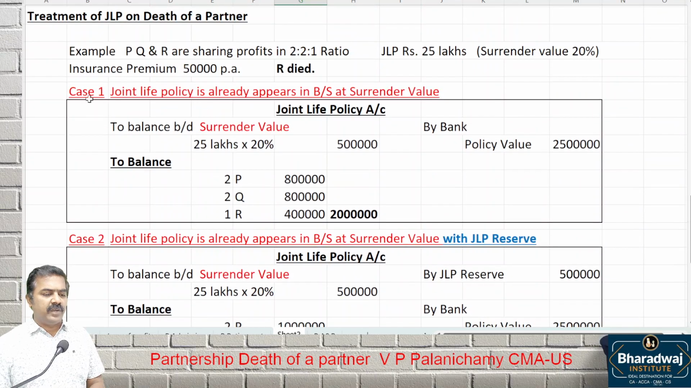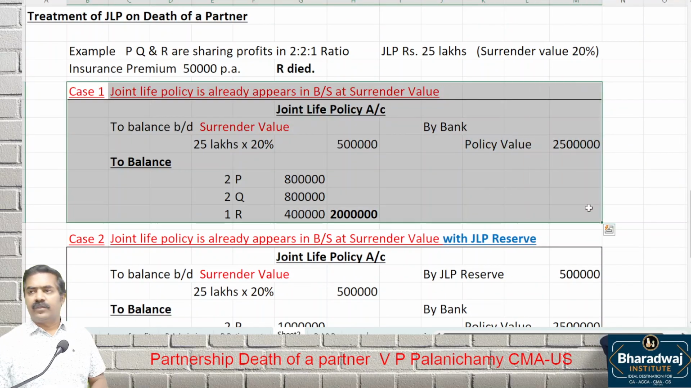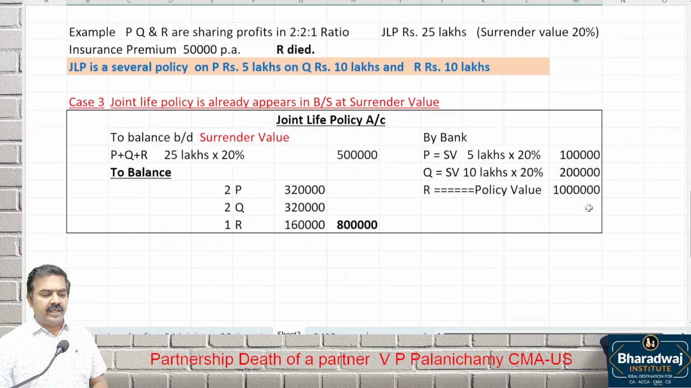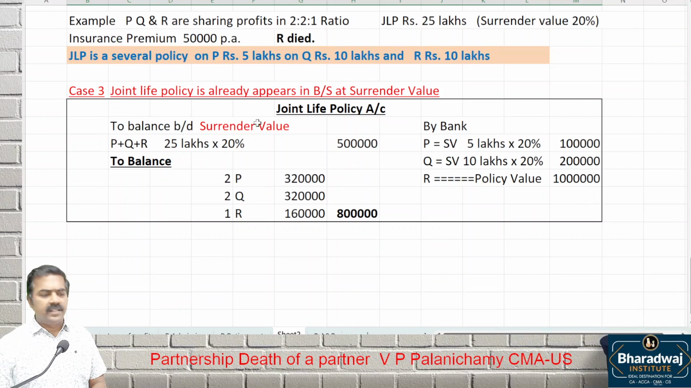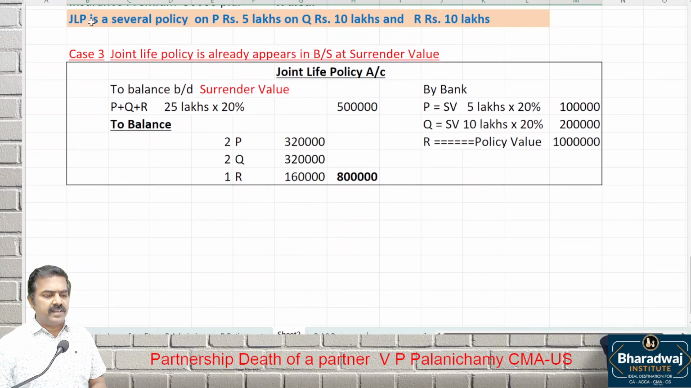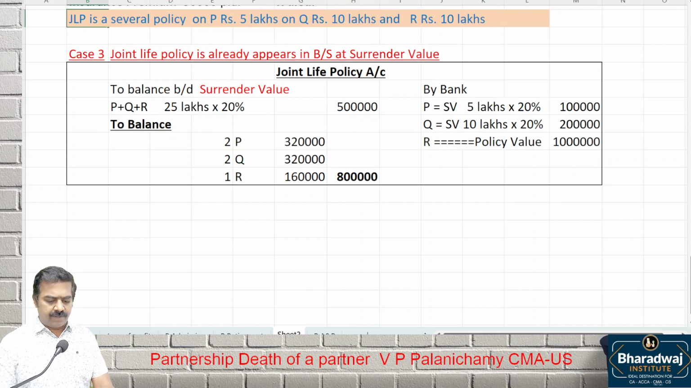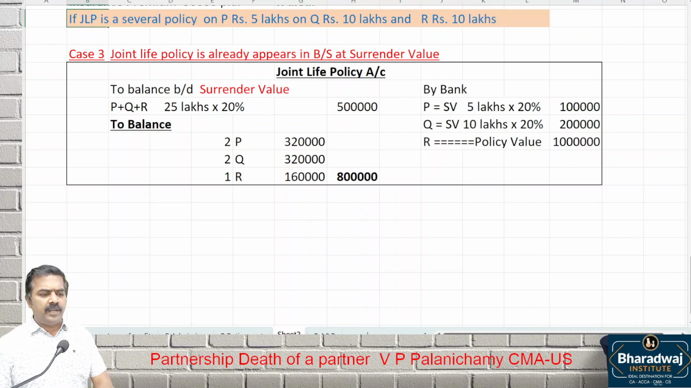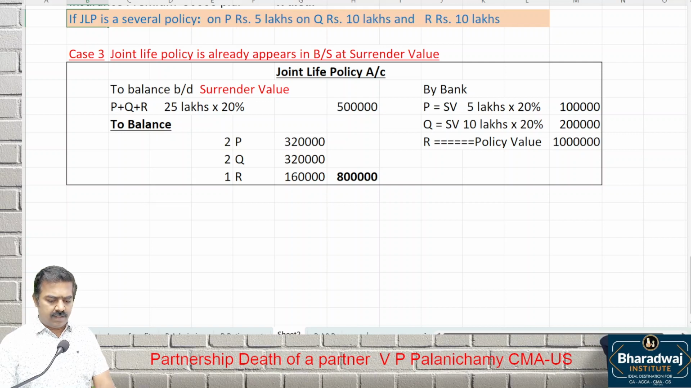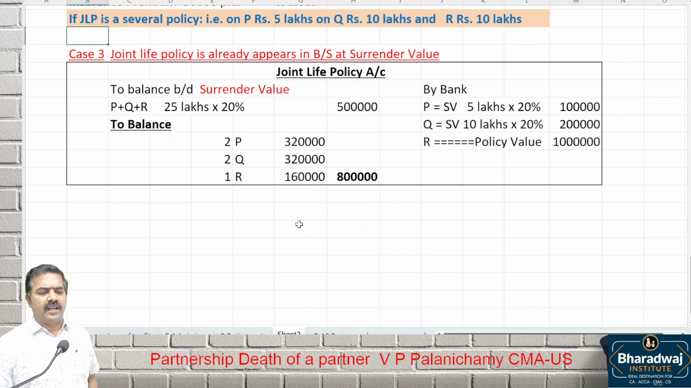What is the difference between this one and the first case? First case is the joint policy or separate policy? Joint policy. Case 3, it is a several policy. What I request is, please take up this point alone. If joint life policy is a several policy, that is, on P 5 lakhs, Q 10 lakhs and R 10 lakhs.